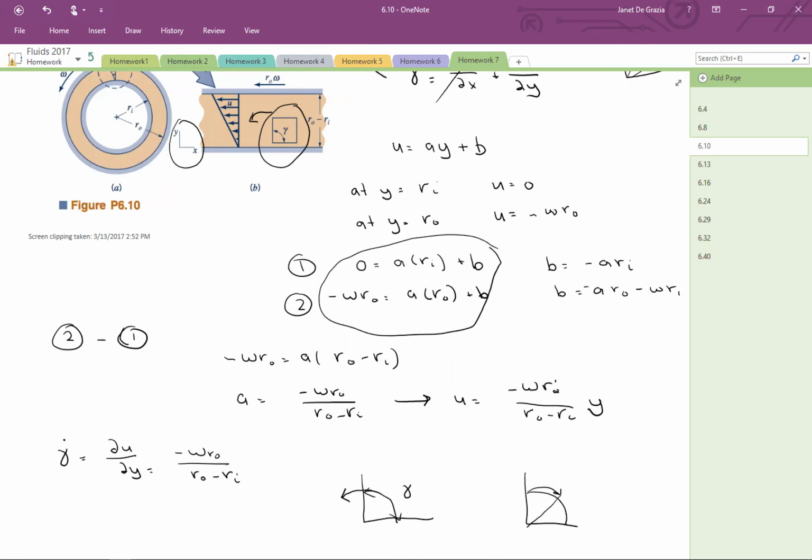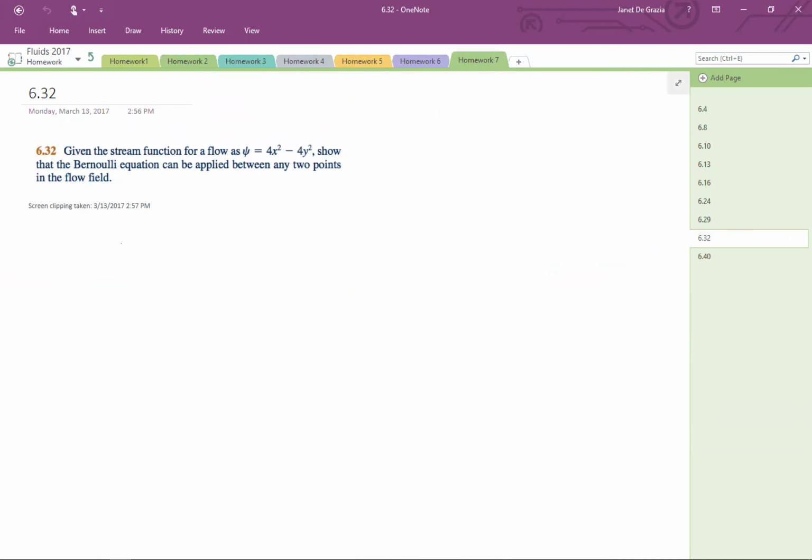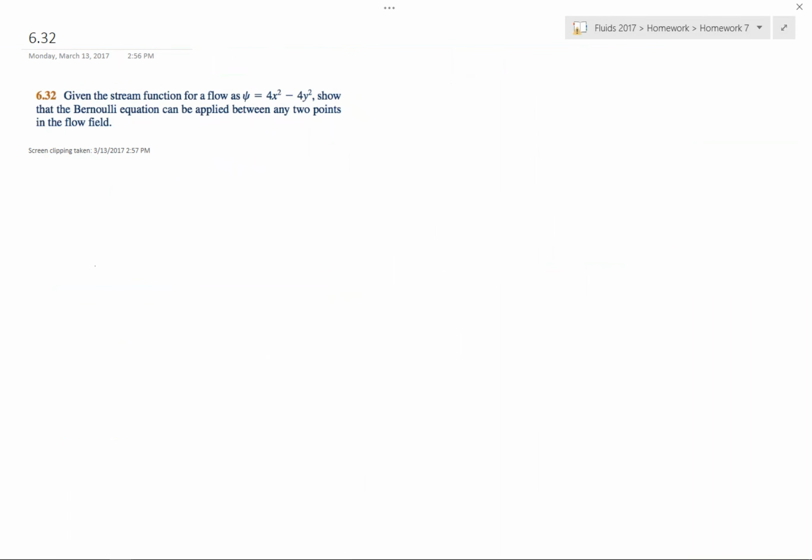All right, let's do 632. Not sure how to do the assumption. All right, so what are our normal assumptions for Bernoulli? And this is actually a really good question. You can do it in shorthand or whatever. What assumptions do we have? Inviscid, okay. Incompressible, okay. Steady state, and here's the difference. Wow, you got them all in, great.